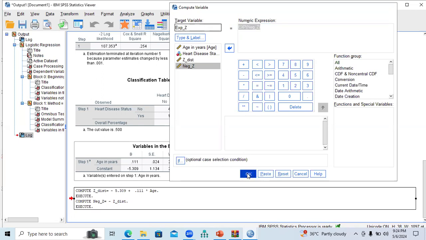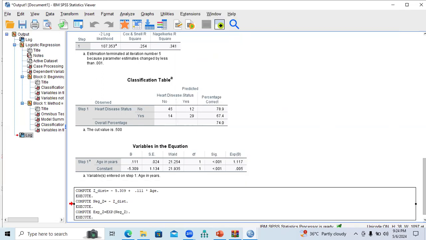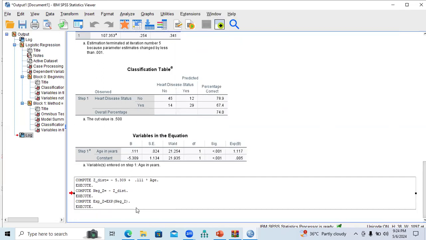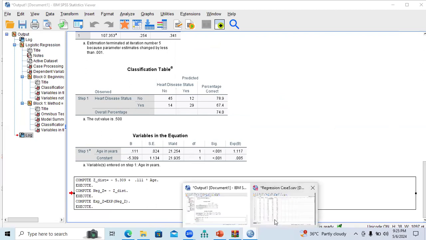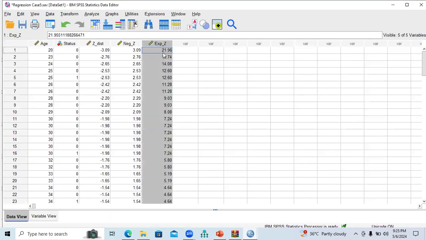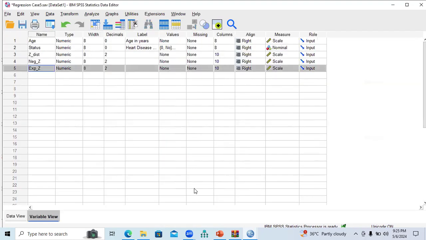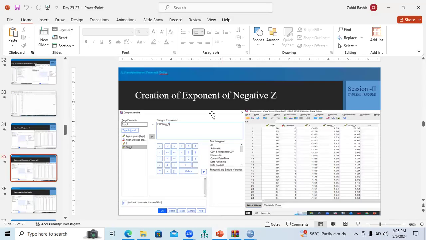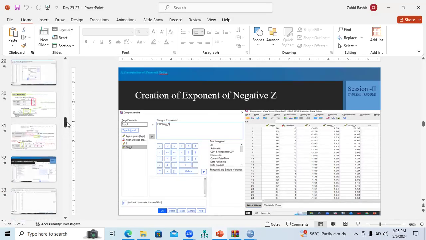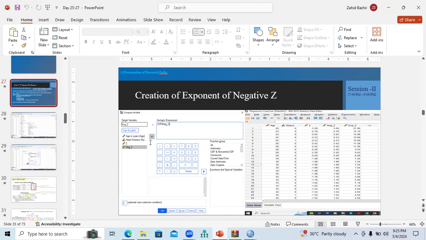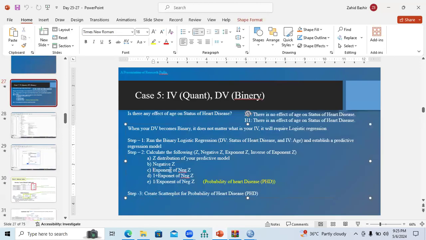So click on OK, and it will execute the command like this. You can verify this is the exponent Z. You can see here the exponent Z has been created and it is also verified here. This is the next step. And after doing this, what we need to do is add 1 to the exponent Z.